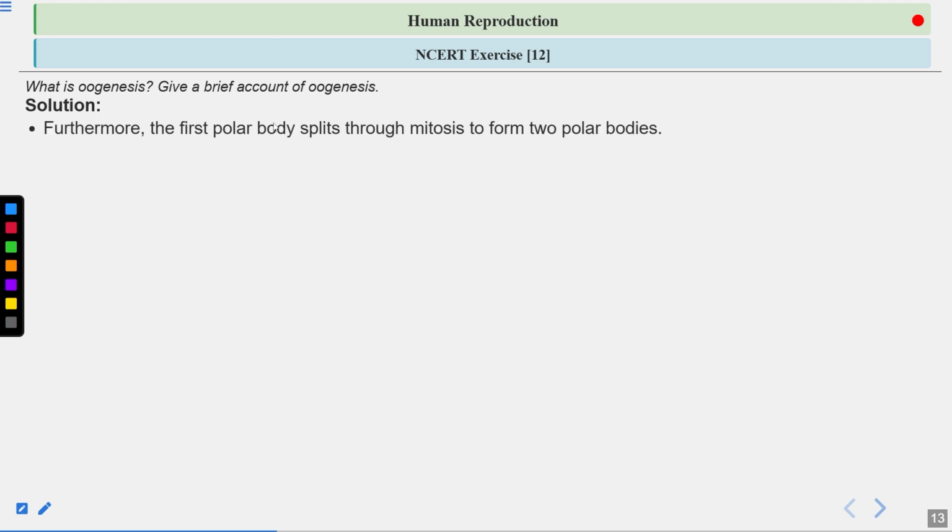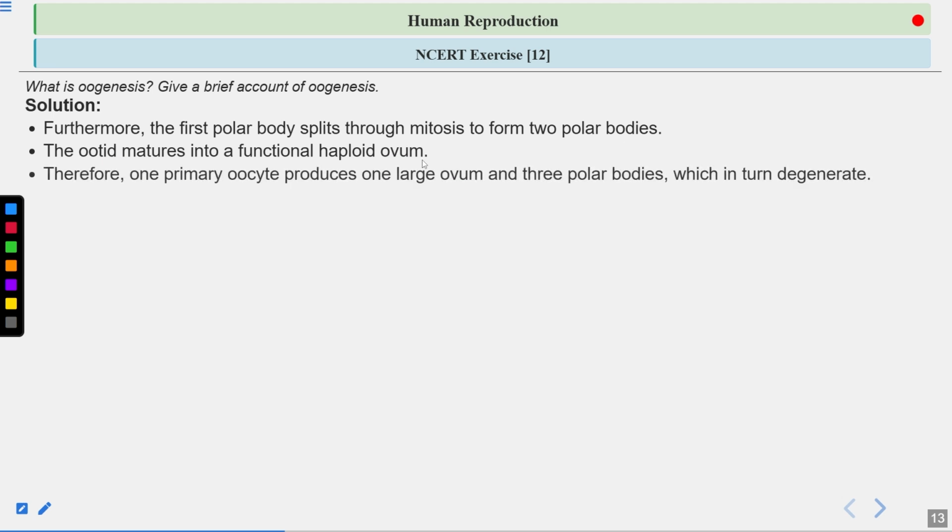Now, sometimes the first polar body splits through mitosis to form two polar bodies. Usually the first and the second polar body degenerate, but the first polar body can also divide again by mitosis to form two polar bodies. These polar bodies will also degenerate later. The ovum matures into a functional haploid ovum. Haploid means it will contain 23 chromosomes.